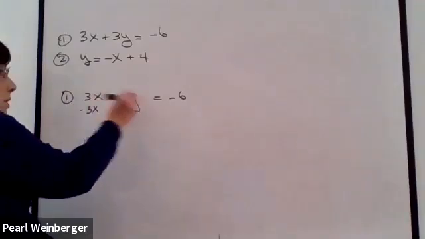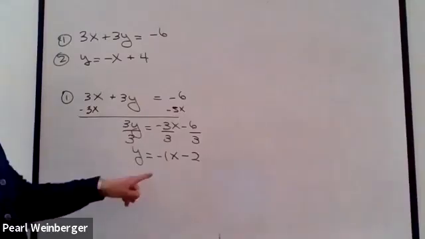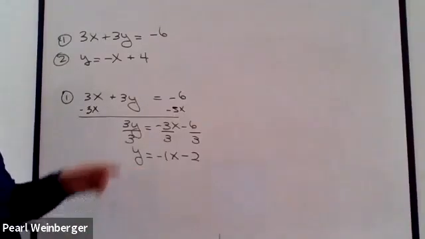Okay. So you brought the 3x to the other side. Yeah. And then I got 3y equals -3x minus 6. Then I divided by 3. Right, everything by 3. Then y equals -3 divided by 3 is -1, and then -6 divided by 3 is -2. Okay. So what did that show you?